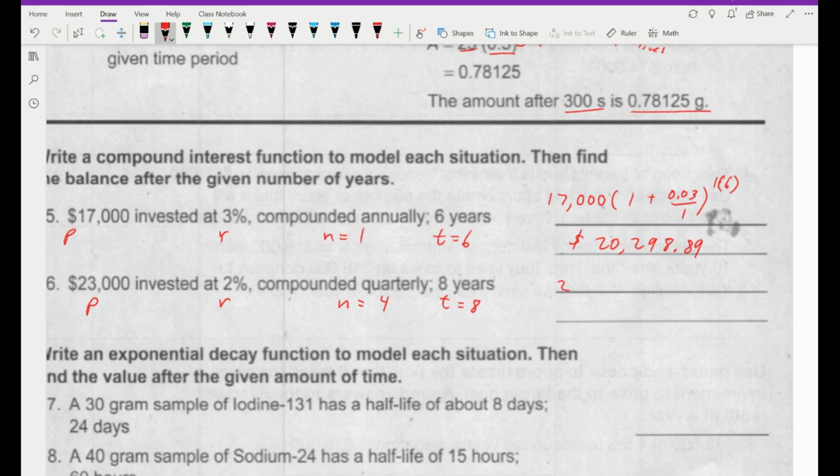So we're starting at $23,000 times, let's see, it's 1 plus 2% is 0.02, compounded how many times a year? 4 times a year, raised to the 4 times 8. What that means is it's going to be compounded 32 times, the 4 times 8. We're compounding it a total of 32 periods. So let's see what that number is.